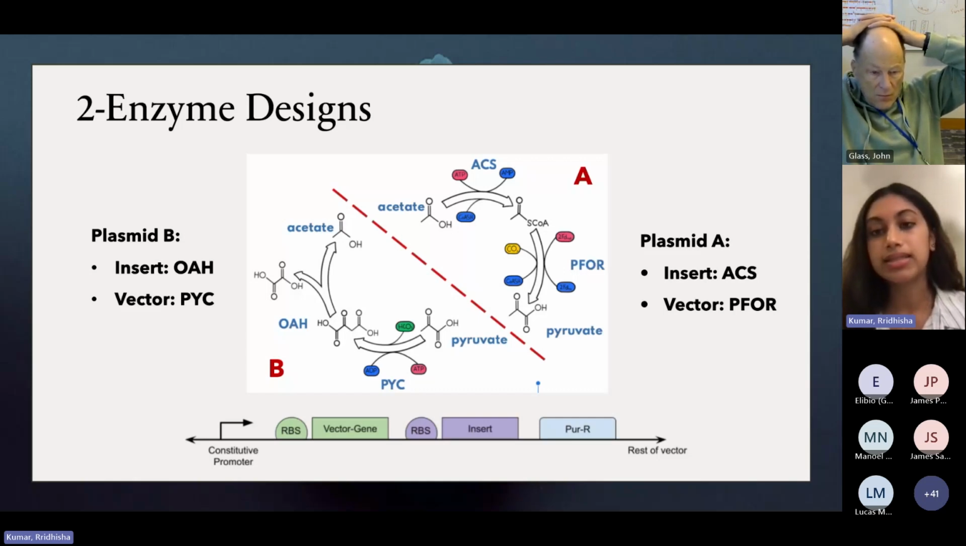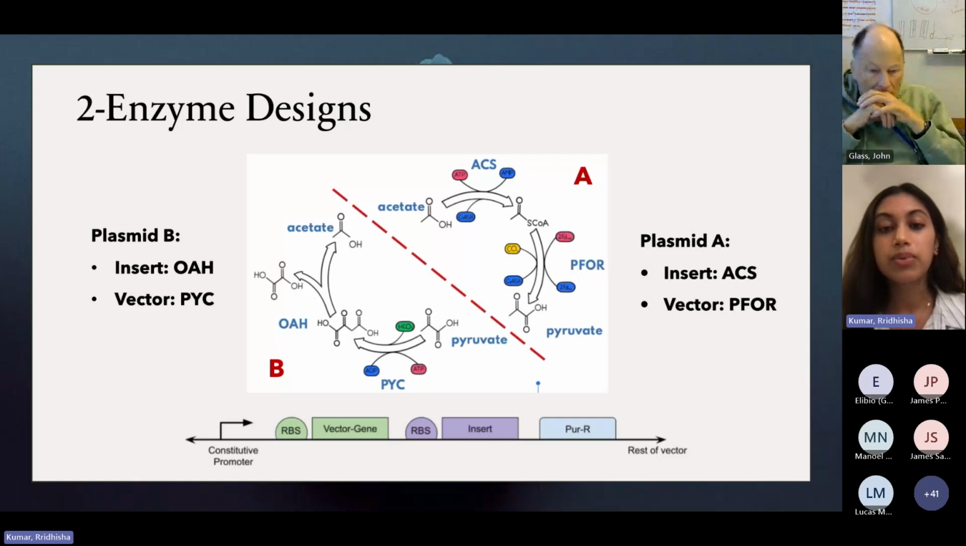Plasmid A contains ACS and P4, and then plasmid B contains OAH and PYC. Now, for plasmid A, it will consume acetate and produce pyruvate, while plasmid B will do the opposite and consume pyruvate, producing acetate. So we think these halves would be easier to run on GCMS because we would only have to focus on 2 compounds, acetate and pyruvate. And once again, we can hopefully optimize and see what's happening in these 2 halves before putting them together.